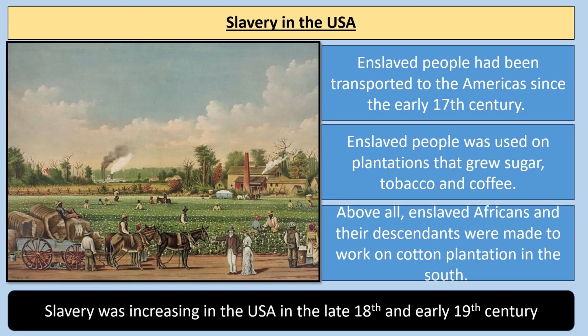So a little bit of background to slavery in the USA. Enslaved people had been transported to the Americas since the early 17th century as part of the transatlantic slave trade. Enslaved people were used on plantations that grew things like sugar, tobacco, and coffee. Above all, enslaved Africans and their descendants were made to work on cotton plantations in the South, in the southern states of the United States of America. So slavery was increasing in the USA in the late 18th and early 19th century.